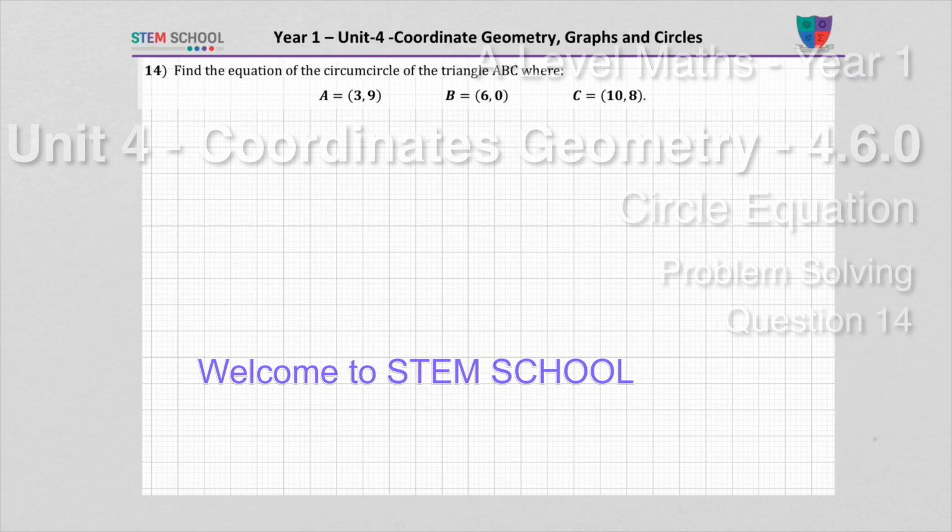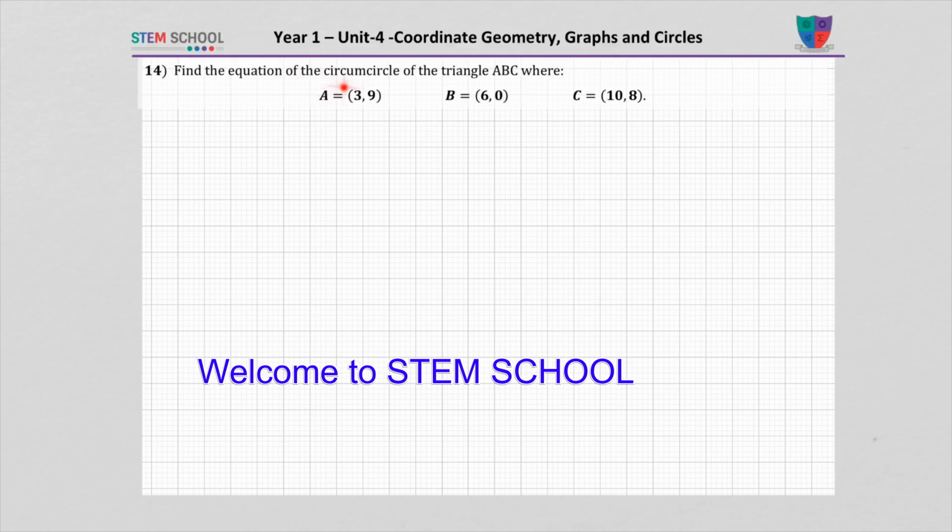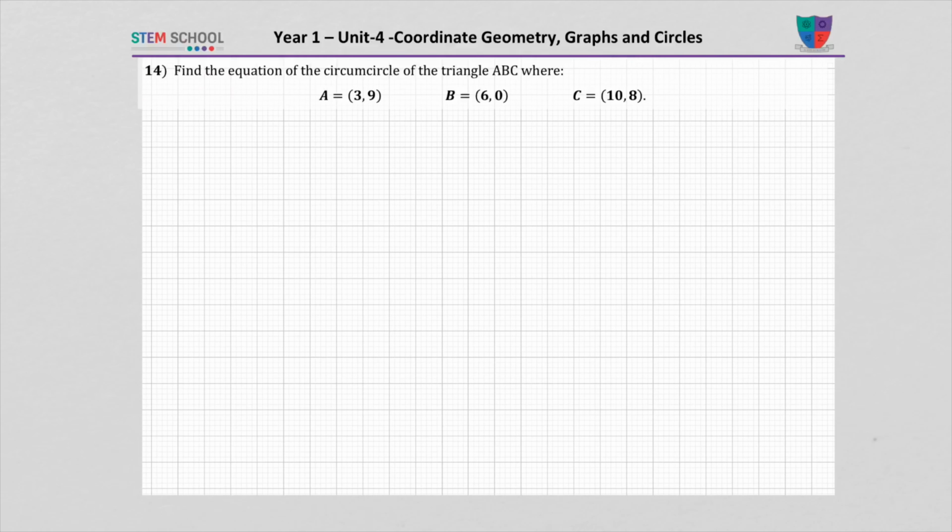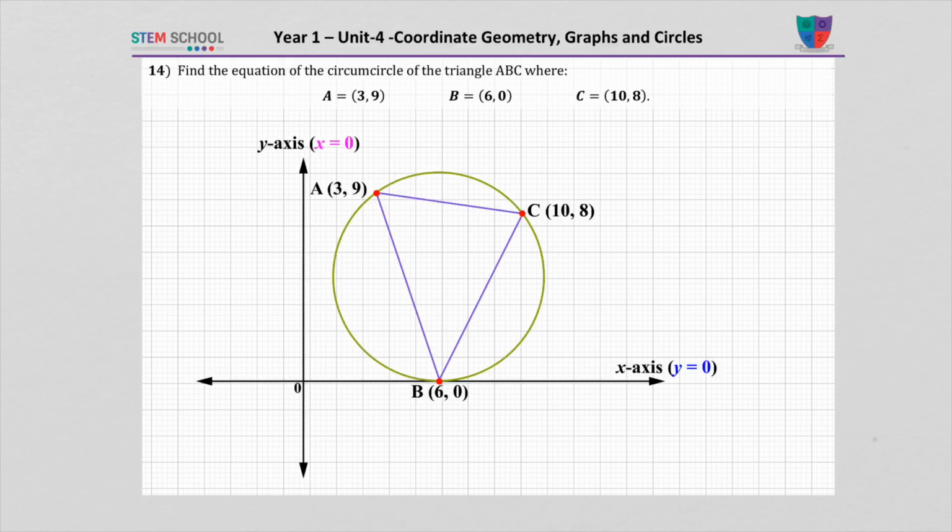Question 14. Find the equation of the circumcircle of the triangle ABC where A has coordinate (3, 9), B has coordinate (6, 0), C has coordinate (10, 8). Now, this is the circle we're talking about. So we're going to find the equation of that circle. And inside the circle is a triangle.